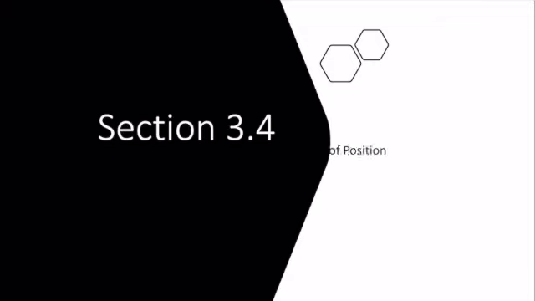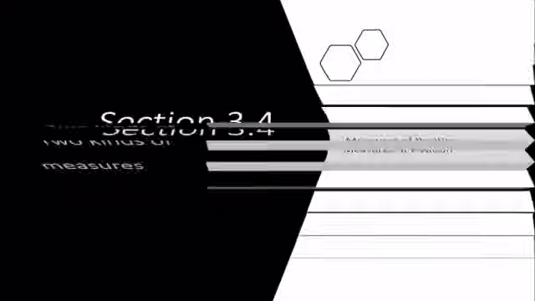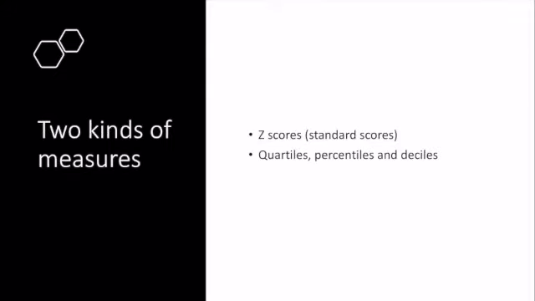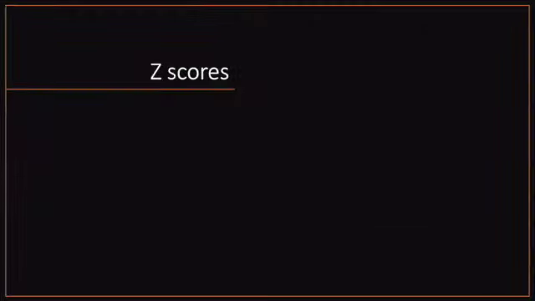Next we're going to talk about section 3.4. 3.4 is all about measures of position. There are two different types of measures of position. This is where we're trying to find where a piece of data is located in a data set, its position in the data set, and that's going to be Z-scores. These are also referred to as standard scores, and quartiles, percentages, and deciles.